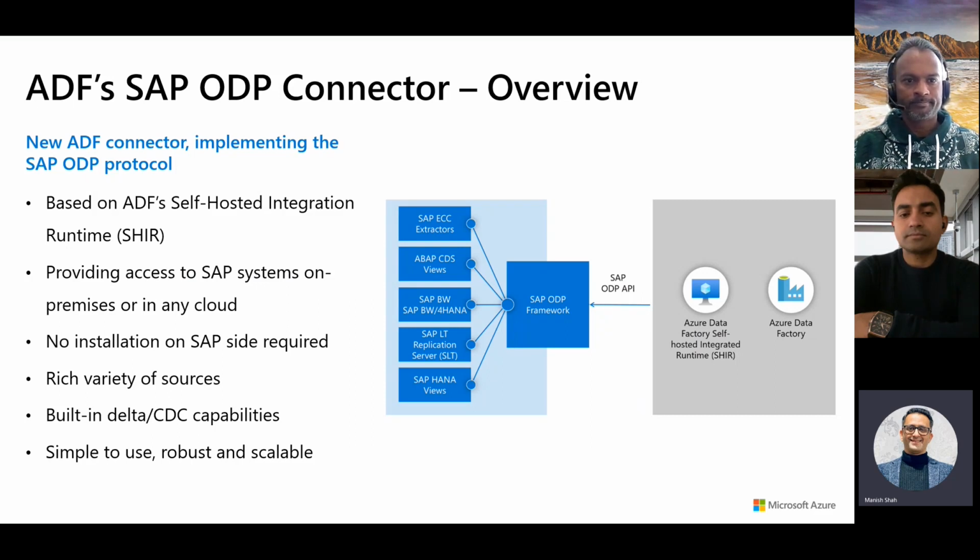One of my favorites is the SLT. With SLT, you can replicate SAP tables from a transactional system into SLT, and then ADF can connect to SLT and get all the change data from the source systems that way. In summary, the ODP framework exposes a rich variety of sources. It enables the built-in Delta CDC capabilities to a lot of these sources, and it's simple and scalable.